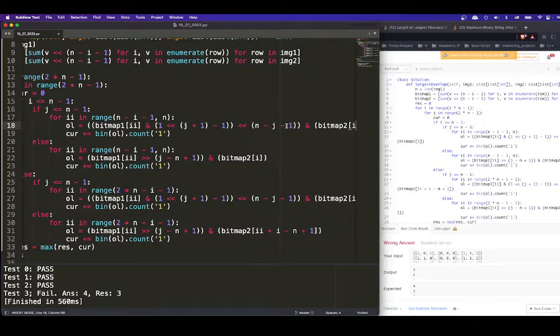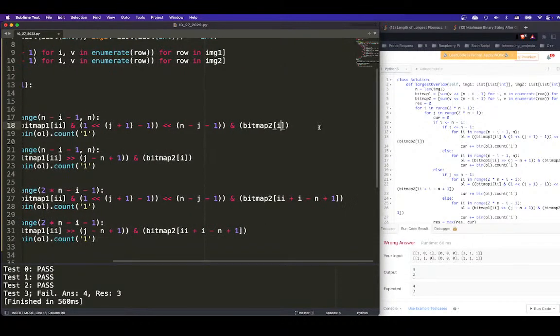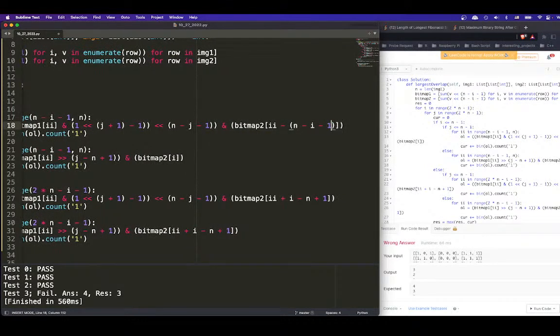ii minus n minus i minus 1, right? So in this case, if i is 1, right? i is 1, which means we are heading here. And then in 3, yeah, because it has to be 0. It has to be 0. And up to n minus, yeah, so it should be ii minus n minus i minus 1. Here, same thing. ii minus n minus i minus 1.